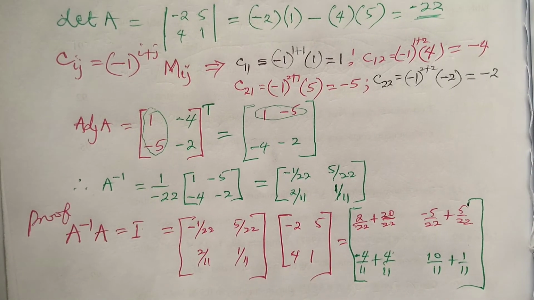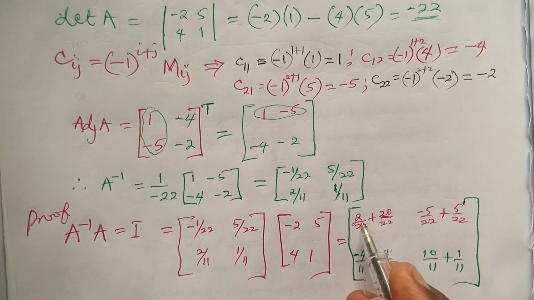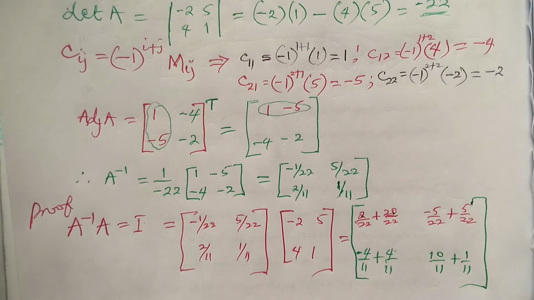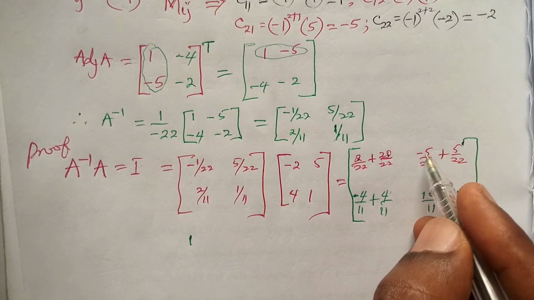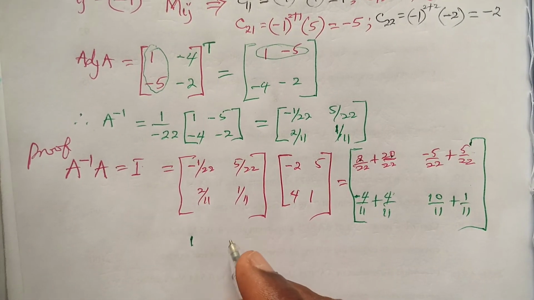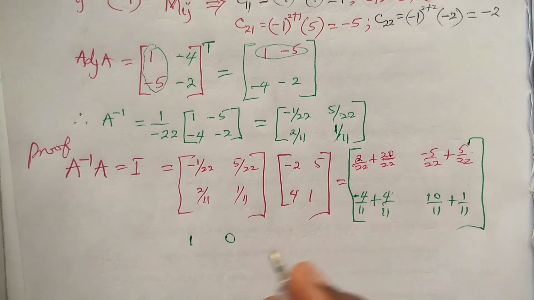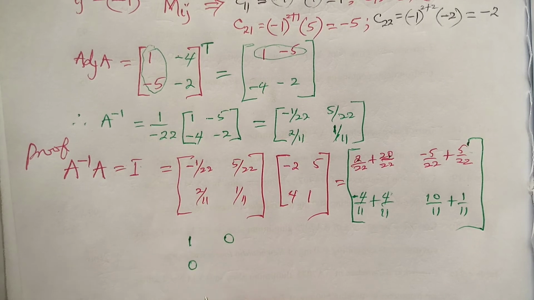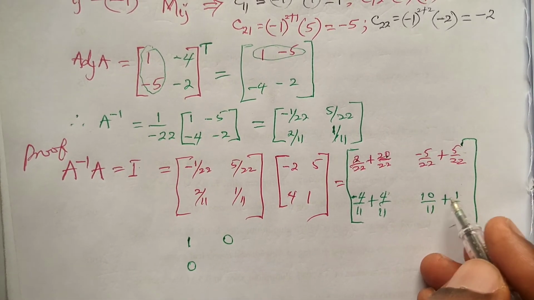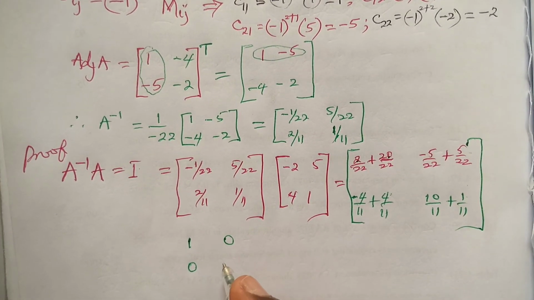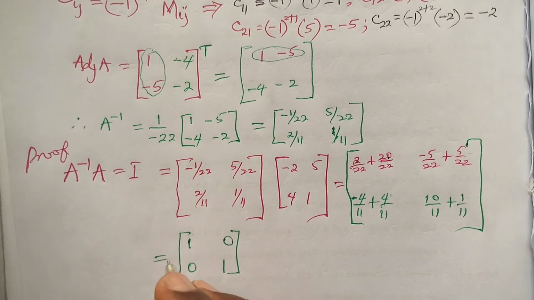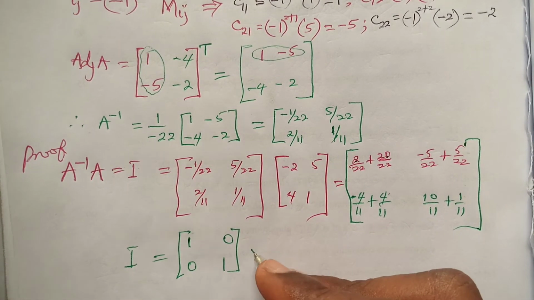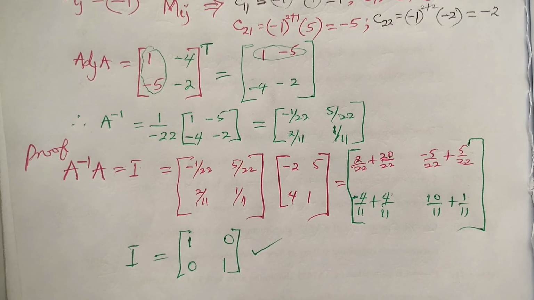So you see that 2 plus 20 is 22 over 22, which is 1. Minus 5 plus 5 is 0. Minus 4 plus 4 is 0. And 10 plus 1 is 11 over 11, which gives you 1. So we have gotten the identity matrix, which means that the answer is correct.